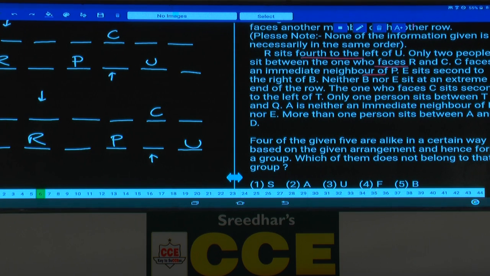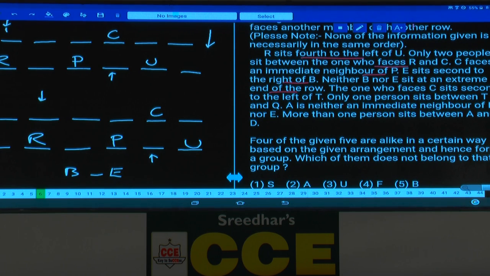And next one, E sits second to the right of B. Now the relation between B and E must be like this. E sits second to the right of B, and neither B nor E sits at an extreme end of the row. As E sits second to the right of B, E and B are facing towards south, isn't it? And neither B nor E is at the corners, the extreme end of the row. Hence B sits second to the right of E.